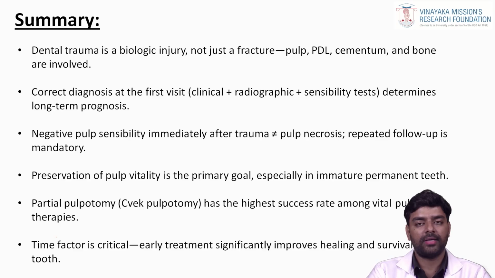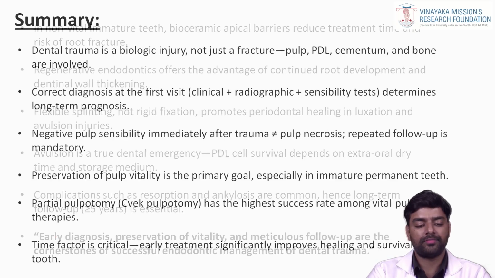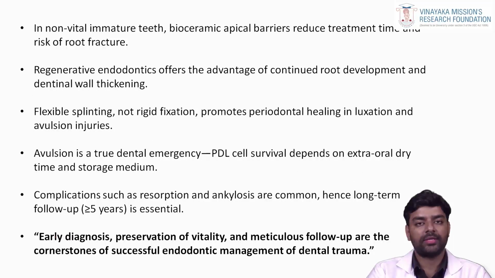Then partial pulpotomy has the highest success rate among the vital pulp therapies. The time factor is critical in early treatment. Early treatment improves the healing and survival of the tooth. In non-vital immature teeth, a bioceramic apical barrier reduces the treatment time and risk of root fractures. Regenerative endodontics offers the advantage of continued root development and thickening of the dentinal walls. Then flexible splinting should be used, not rigid fixation. It promotes periodontal healing in luxation and avulsion injuries.